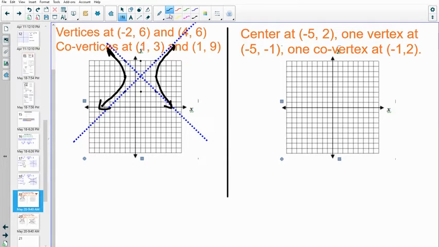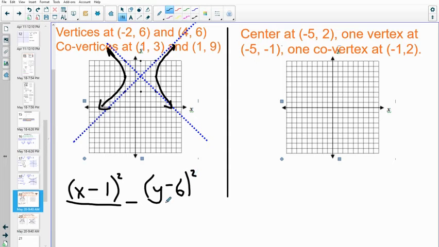And so now, as I come up with an equation for this hyperbola, I will use a whole bunch of information that I just found, starting with the center. The location of the center is at (1, 6). This is opening to the left and right, which means my x term is going to come first. So x minus the x coordinate of the center, (x minus 1) squared. And then the y term: the y coordinate of the center was 6, so (y minus 6) squared over something equals 1.